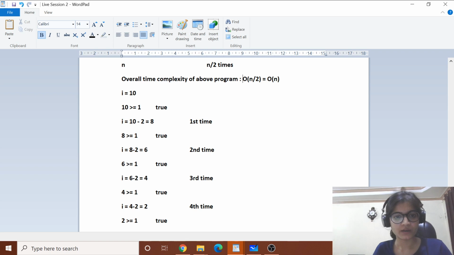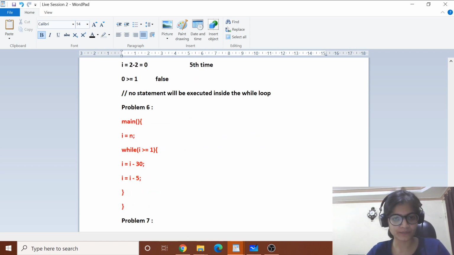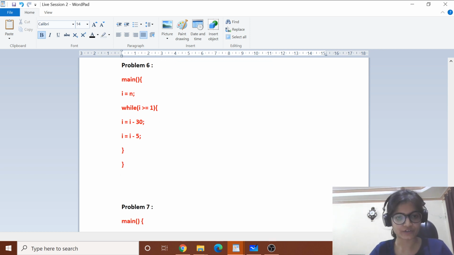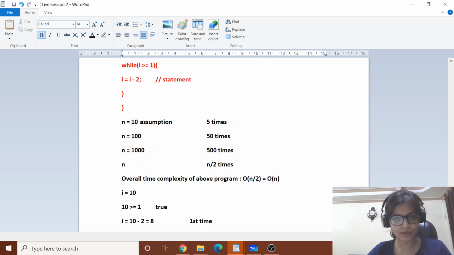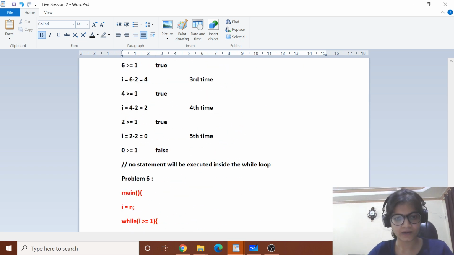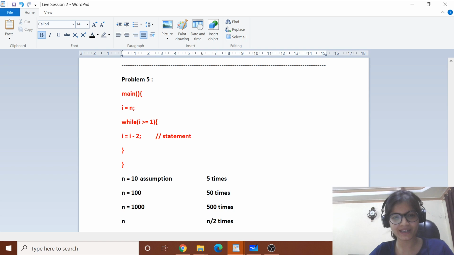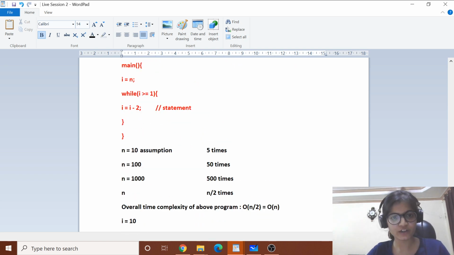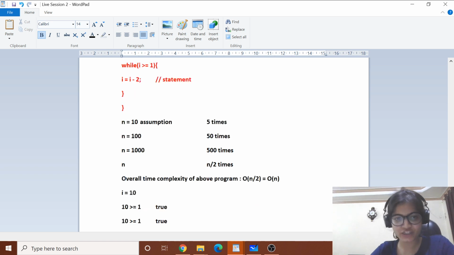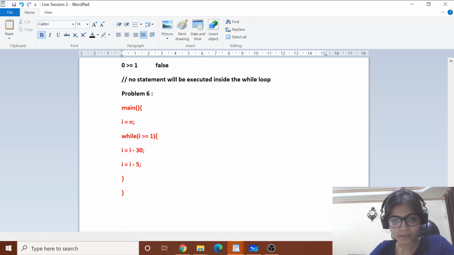Cool. Moving to the next problem, problem number 6. Just analyze this problem very carefully also. This is like the above problem only, just a very minute difference. Here we were dividing; here we are subtracting the value of I by 2. But here we are subtracting the value of I firstly by 30 and then by 5.